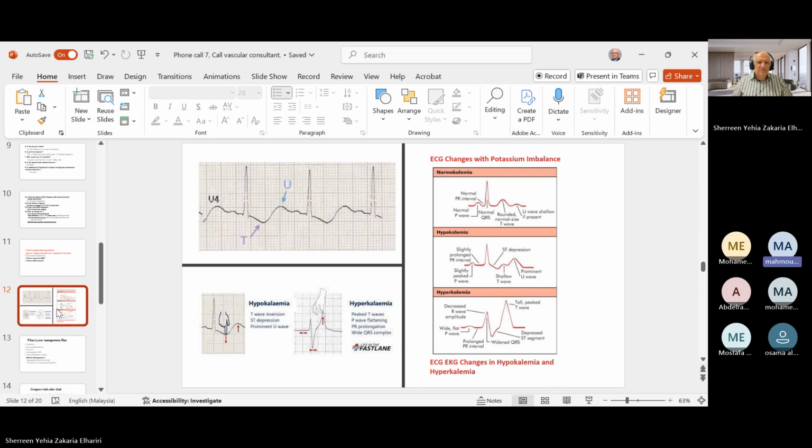What is the effect of hypokalemia on ECG? Hypokalemia. No P wave, absent P wave. It may be present U wave. Prolonged QT also. Okay, see, it can mimic ischemic heart disease, I think.